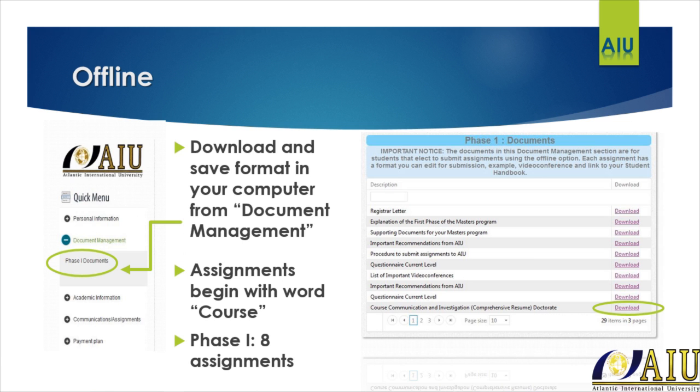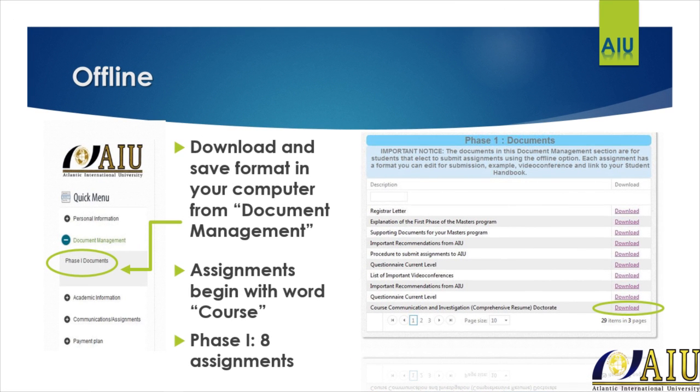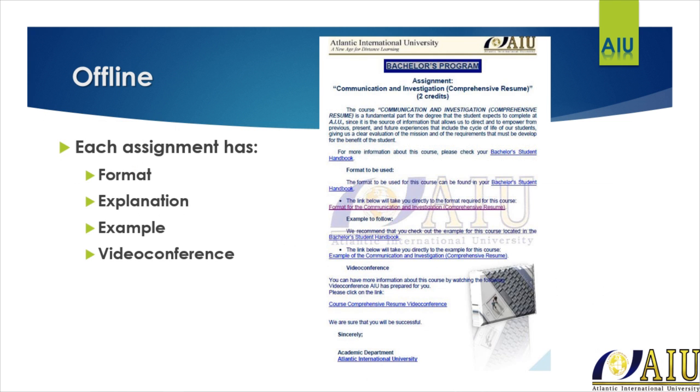The second option would be offline. In order to do this, you have to download the format and save it in your computer. So to download the format, go to the quick menu on the left, click on Document Management, and click again on Phase 1 Documents. You will be then looking at a window, and you can see all the relevant documents for Phase 1 here. The assignments are the ones that begin with the word course. So click on it where it says download, and you'll be able to see that each assignment has the same tools. It has a format, an explanation, an example, and a video conference.